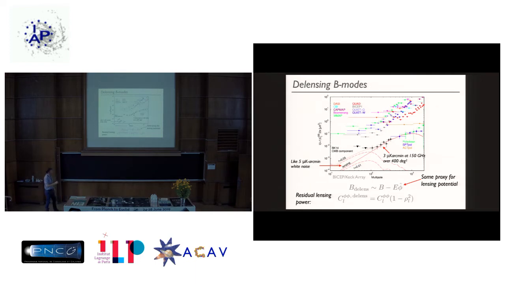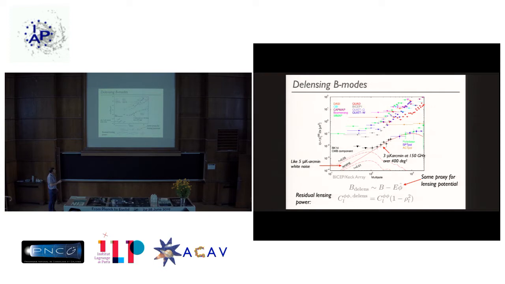And CMB experiments, particularly BICEP/Keck, are now reaching sensitivities where their instrument noise is lower than that lensing signal. So to make further progress, you either have to observe larger fields or you try and remove the lensing signal somehow.